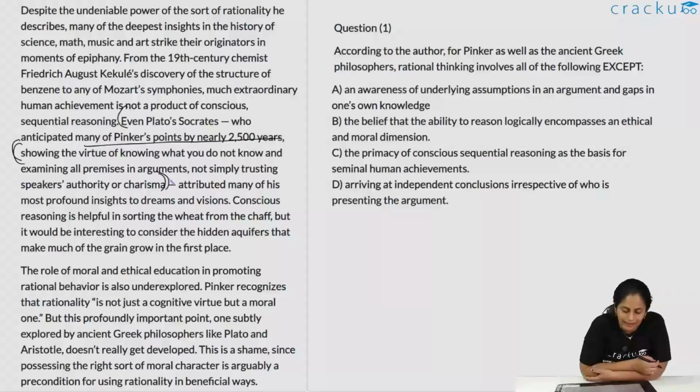So what exactly are the points in common? Showing the virtue of knowing what you do not know and examining all premises and arguments, not simply trusting speaker's authority and charisma, attributed many of his conscious reasoning. So basically these are the points on which both agree.